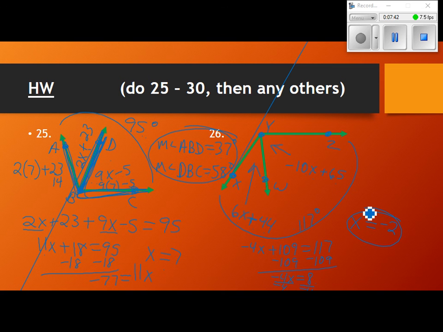They want you to find the measure of angle XYW. XYW is this angle. So we're going to take that negative 2 and plug it in right here. 6 times negative 2 plus 44. 6 times negative 2 is negative 12, plus 44 is 32. That angle is 32 degrees. Then they want us to find the measure of angle WYZ.